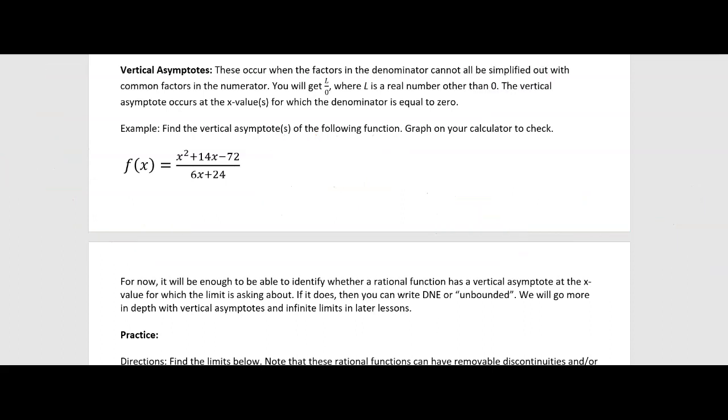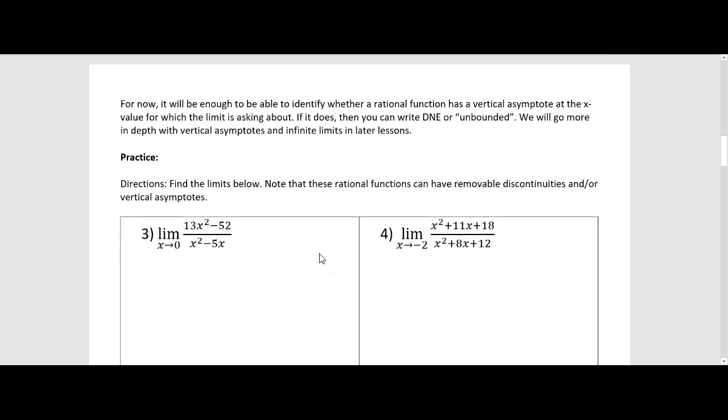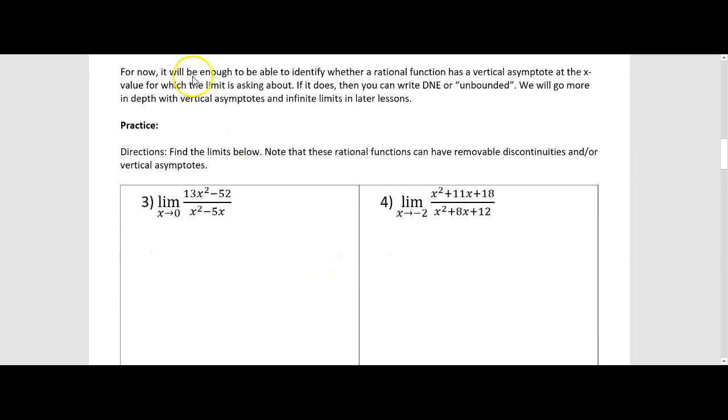Okay, let's look right here, and this kind of goes right along with what I was just saying. For now, it will be enough to be able to identify whether a rational function has a vertical asymptote at the x value for which the limit is asking about. If it does, then you can write DNE or unbounded. We're going to go with DNE for now, does not exist. We will go more in depth with vertical asymptotes and infinite limits in later lessons.